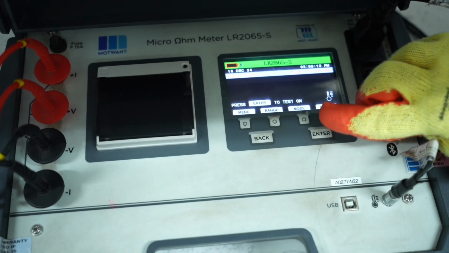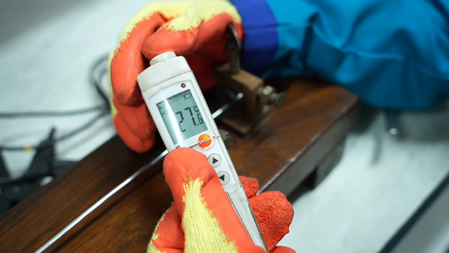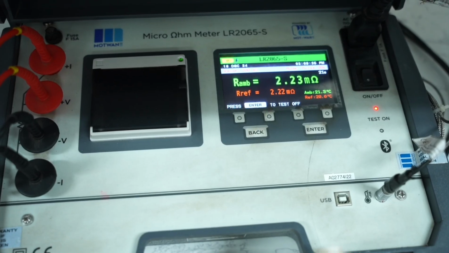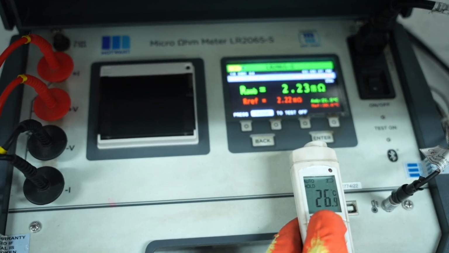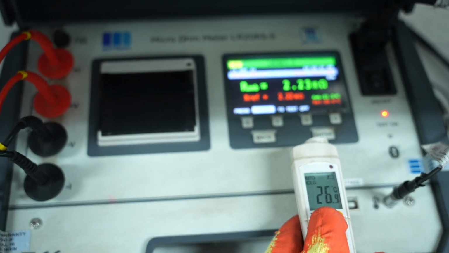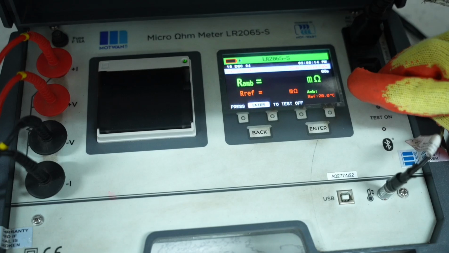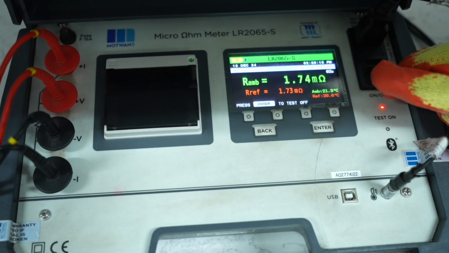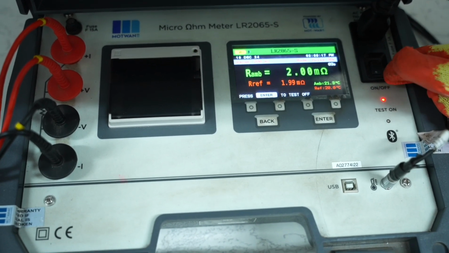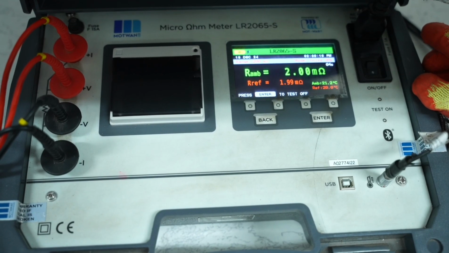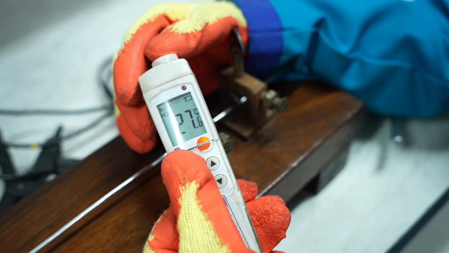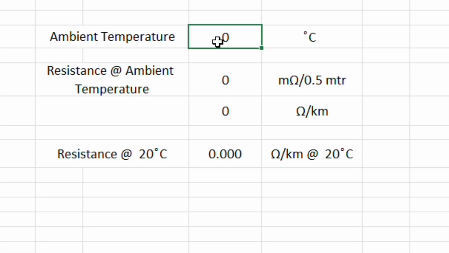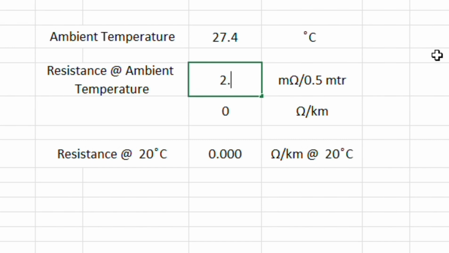Note the ambient temperature reading using the thermometer and also the resistance at the ambient temperature in milliohms by using micro ohm meter. The readings obtained are displayed on the screen. The value obtained will be in milliohm per 0.5 meter. This value should be converted to ohm per kilometer as per the requirement of the standard. In addition, as the measurement is not taken at 20 degrees centigrade, apply a temperature correction factor using the standard temperature coefficient of resistance for aluminum alloy.